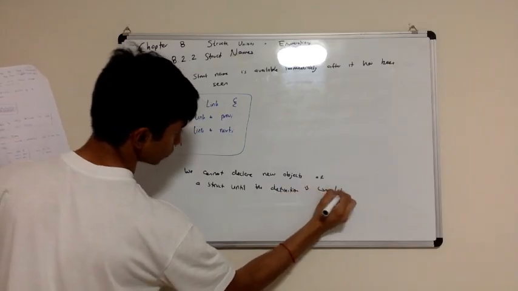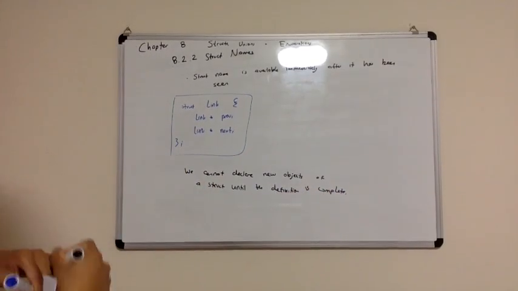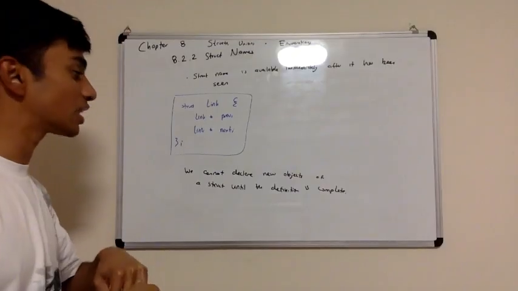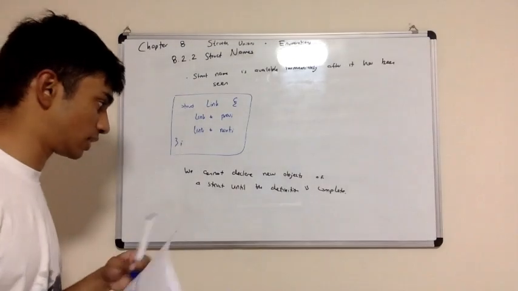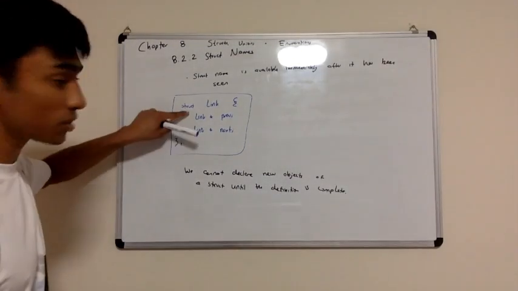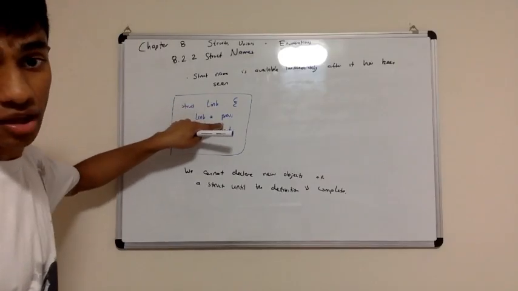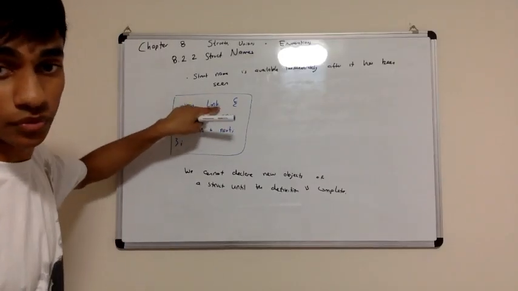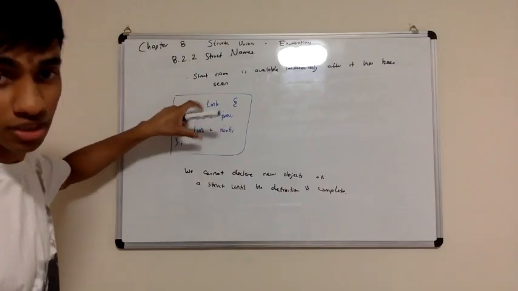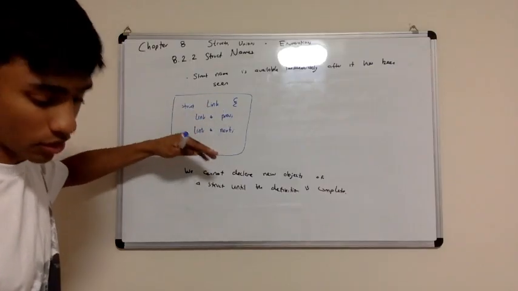What does that mean? Clearly there's some kind of problem that I'm trying to introduce. We cannot declare new objects of a struct until the definition is complete. When we do something like this, we're essentially doing a declaration. We're saying this link is going to have a pointer to a link, right? Whenever you have a link object, that's going to contain 2 link pointers.